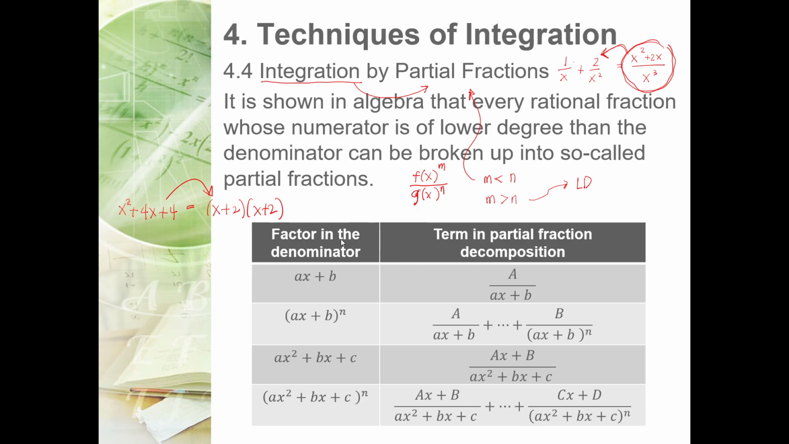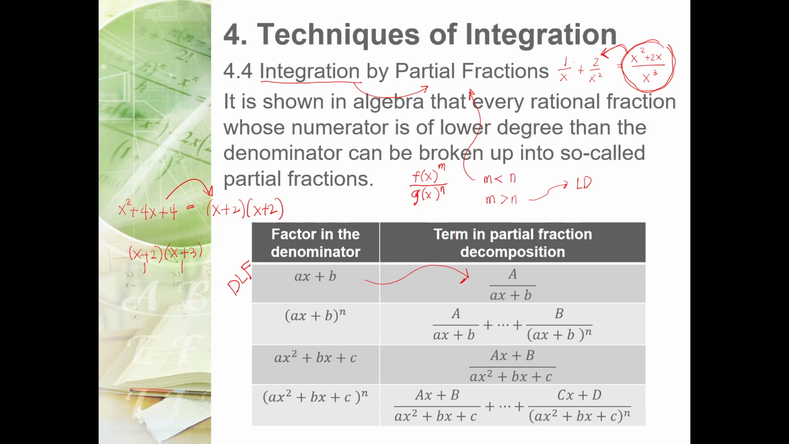Alright, so we have 4 different types of factors in the denominator. The first one is what we call the distinct linear factor. Distinct means the factors are different, so it could be x plus 2. You could have several distinct linear factors, as long as they are different from each other. So for example, this one is distinct linear, and the other one is also distinct linear.